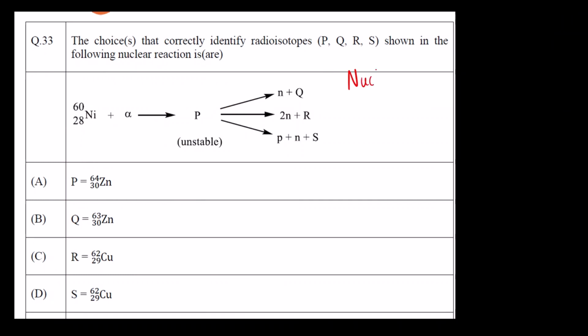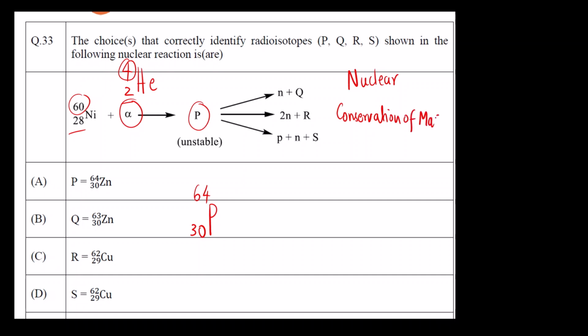This is from nuclear chemistry. So what is an alpha particle? Alpha particle is a helium nucleus. The atomic number is 2 and the mass number is 4. So 60 plus 4, we have to add the atomic number and mass number to get P. P will have atomic number 28 plus 2, that is 30, and mass number 60 plus 4, that is 64. We have to follow the law of conservation of mass.